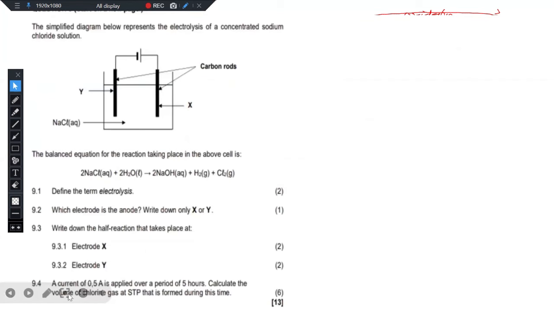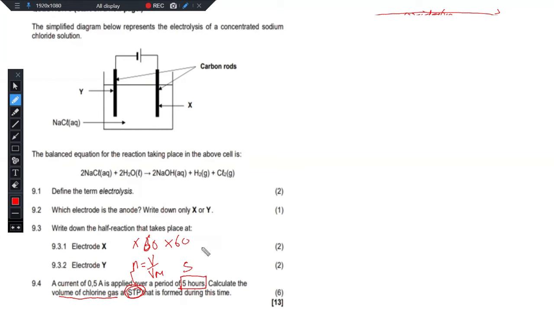Okay, then we have 9.4 for 6 marks. We are always expecting that kind of calculation right there. A current of 0.5 amperes is applied over a period of 5 hours. Our time is given in hours, but we know that our time should be in seconds. So we need to convert it to minutes first, and then from minutes to seconds. So that's times 60 times 60, right? Then calculate the volume of chlorine gas at STP. Whenever we see STP, the formula that should come to mind is n = V/Vm. Somewhere we will have to apply that formula, for the gas that is formed during this time.